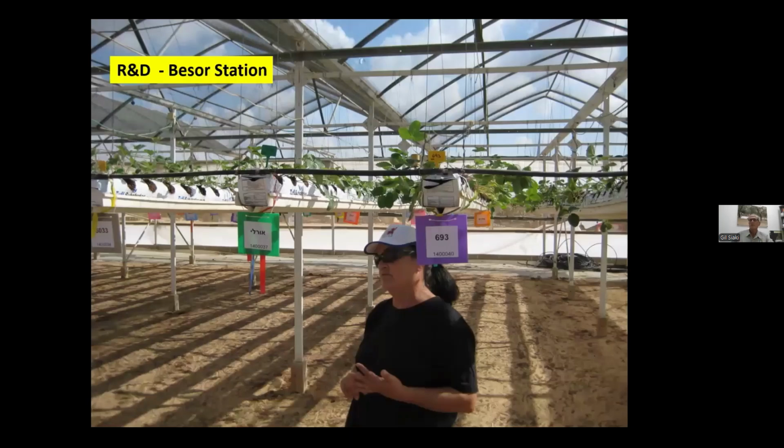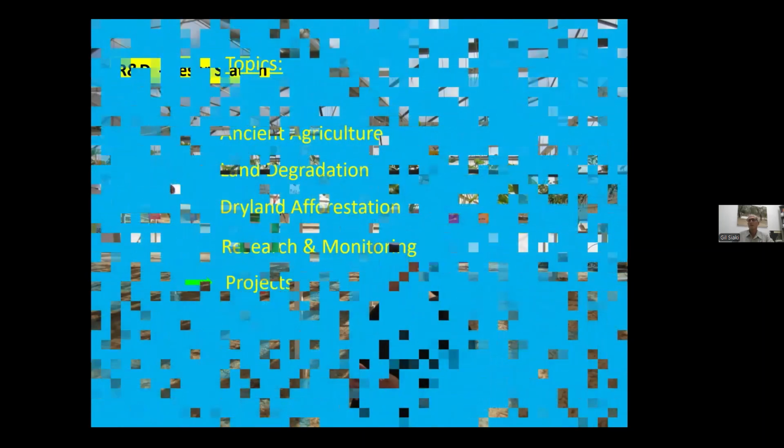KKL JNF also support R&D. This station is in the Bsor, but we have more R&D like that. We support, we give direction, we really help the farmers, the agriculture in Israel. We're trying to do a lot.